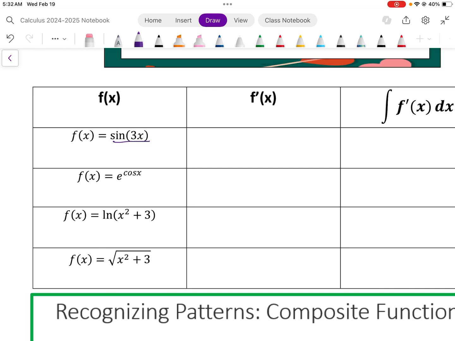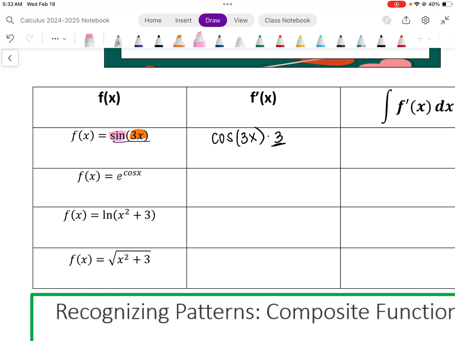All right, so for our first one, we have the sine of 3x. Any composite function, you know that you start with the outermost function, sine. So the derivative of that is cosine. We, of course, know that we're going to leave our argument 3x exactly the same, and then we multiply by a 3, because that represents the derivative of our argument.